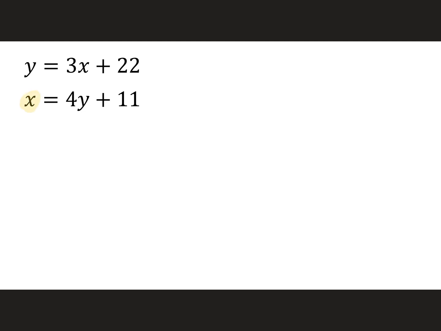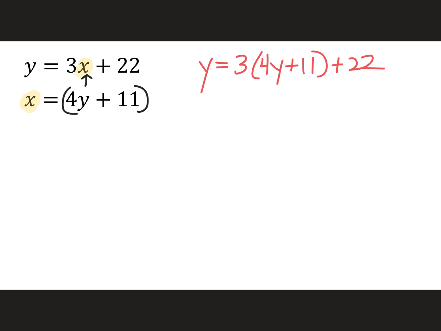But again, x is here and here. And since x equals 4y plus 11, I'm going to put that parenthesis thing in right there. I'm going to plug it in for x right there. And that'll start my problem. So here I go. y equals 3 times what x equals, which is 4y plus 11, plus 22. So all I did was slide into x what x equals. All right, use the distributive property here. So I'll have 12y plus 33 plus 22.